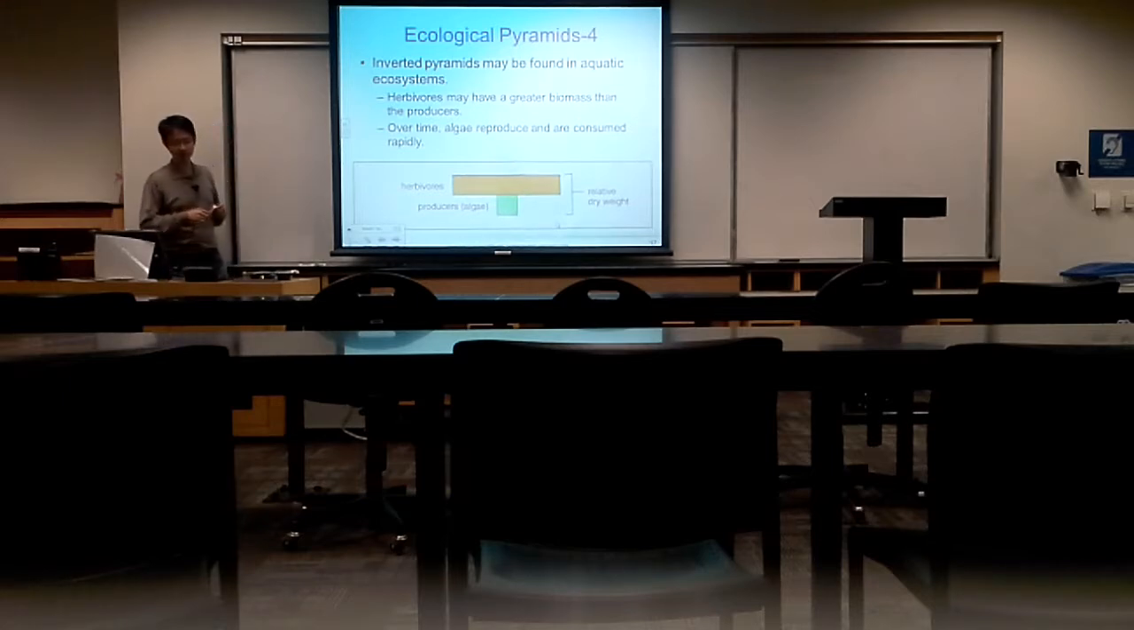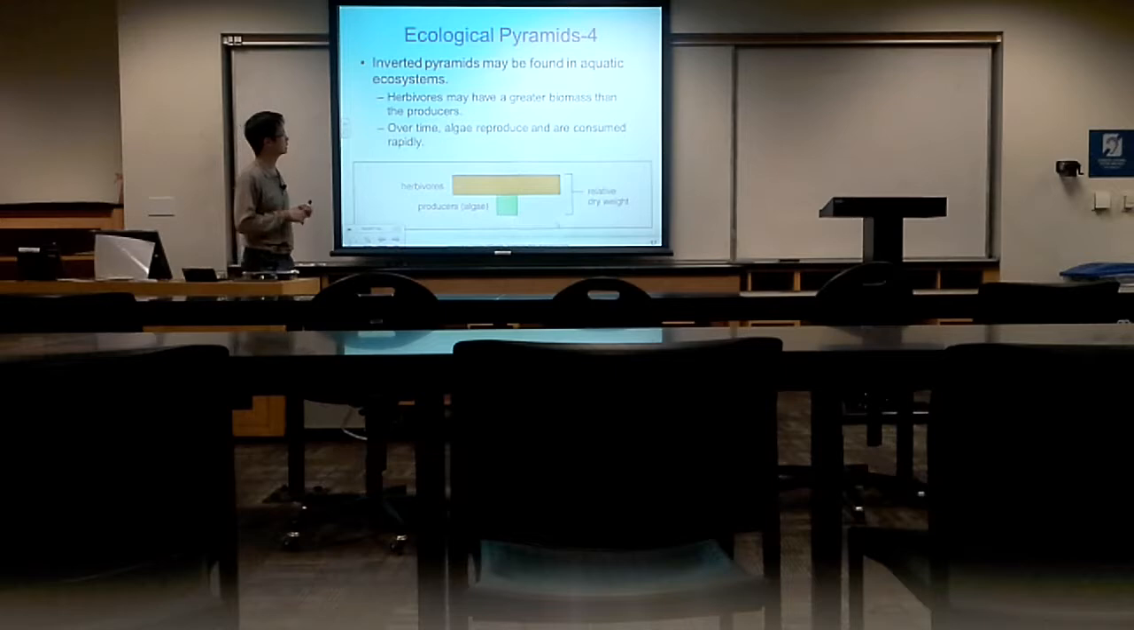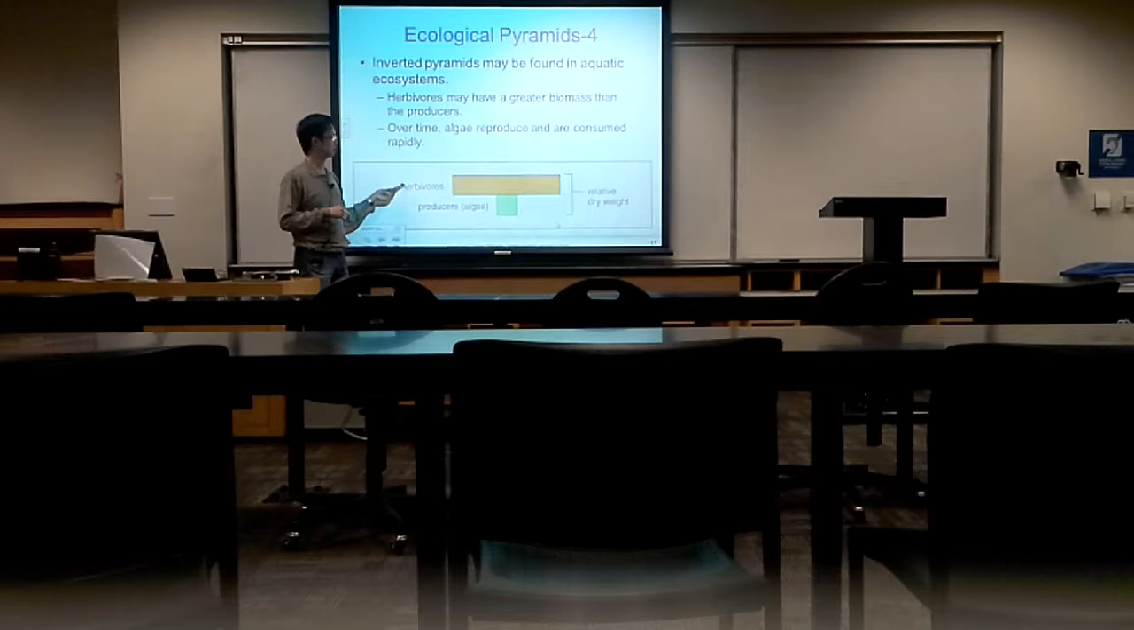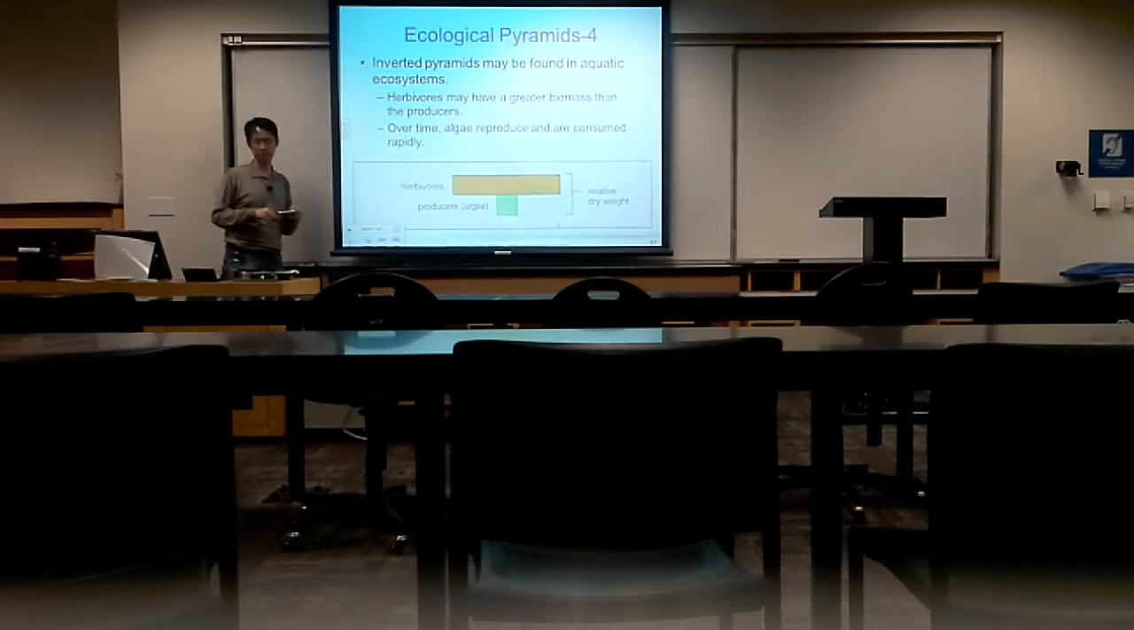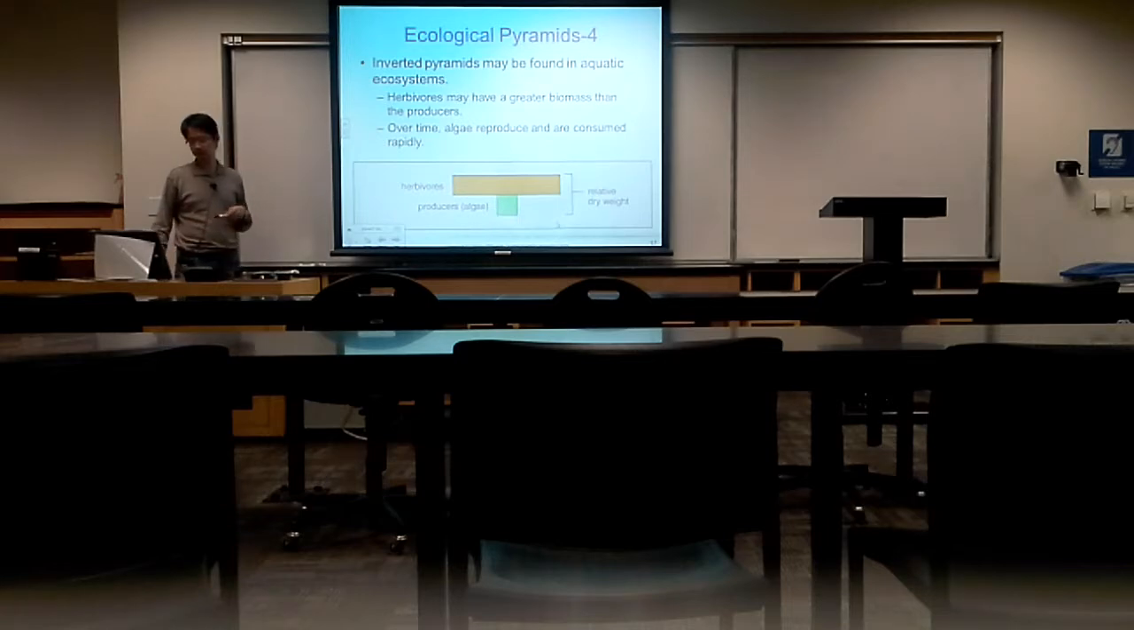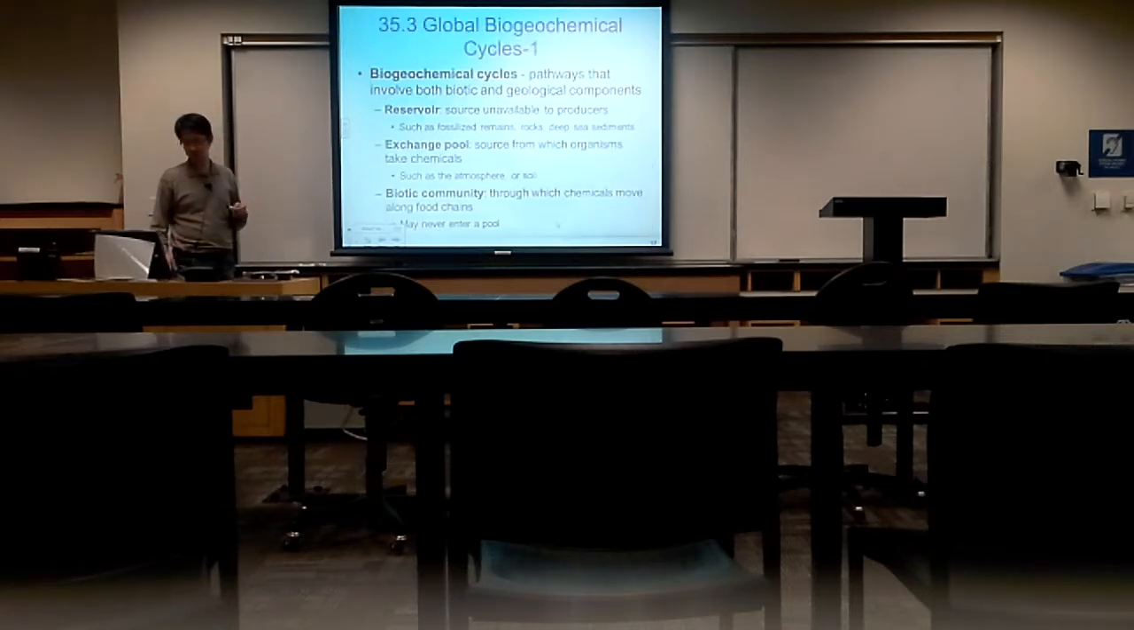So for aquatic systems, we will have something called an inverted pyramid. It is very similar, so they also have producers and herbivores, but the herbivores actually have greater biomass than the producers in this case. The main reason is that the algae, even though they reproduce, are consumed rapidly by the herbivores in the sea, in the ocean. That causes the inverted triangle, which is also not good.